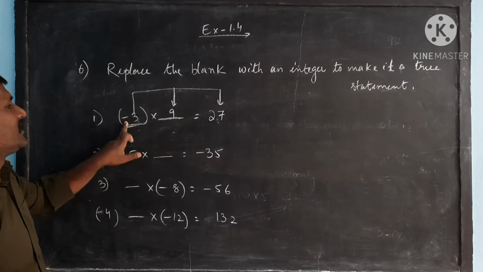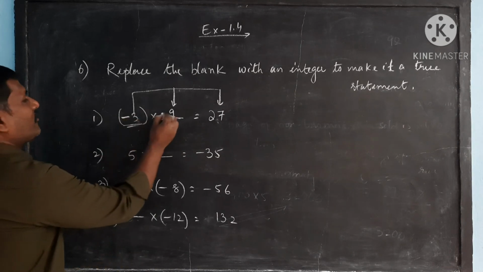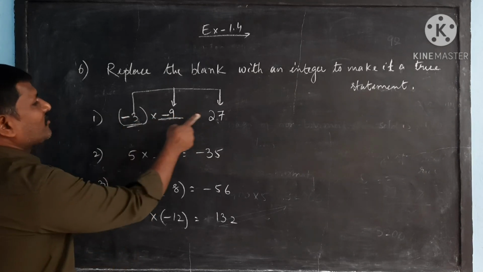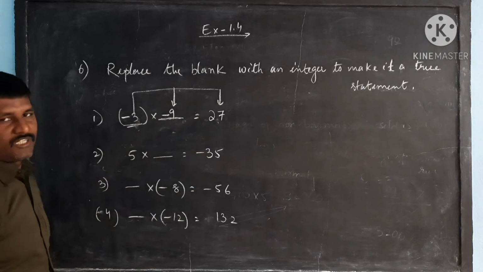But it is given plus 27, and it is given minus 3. So to cancel the minus you have to write another minus, because minus into minus gives plus. So minus 3 into minus 9 gives 27.